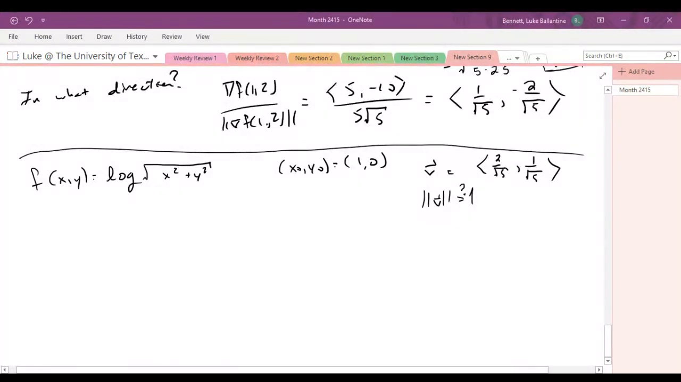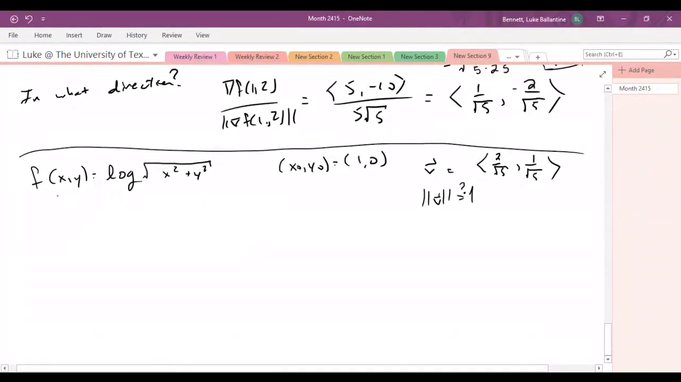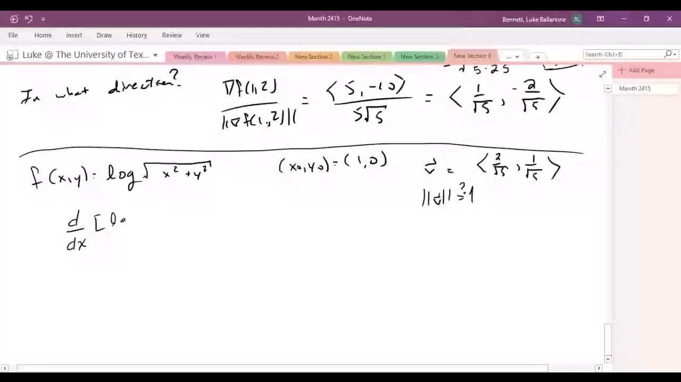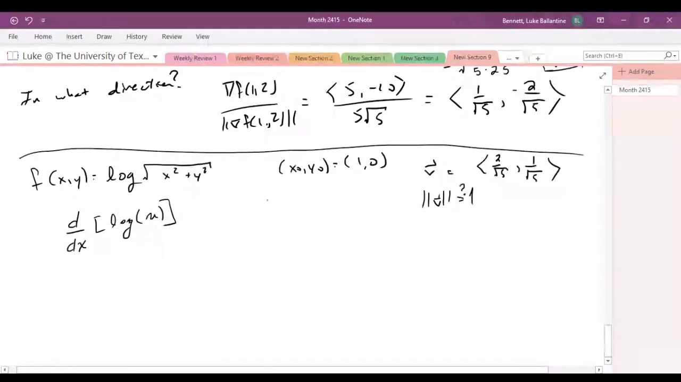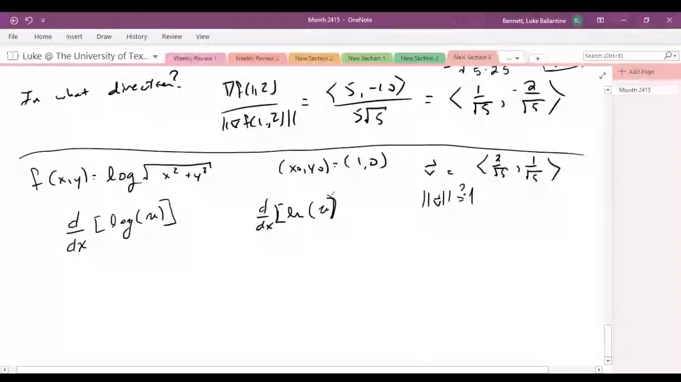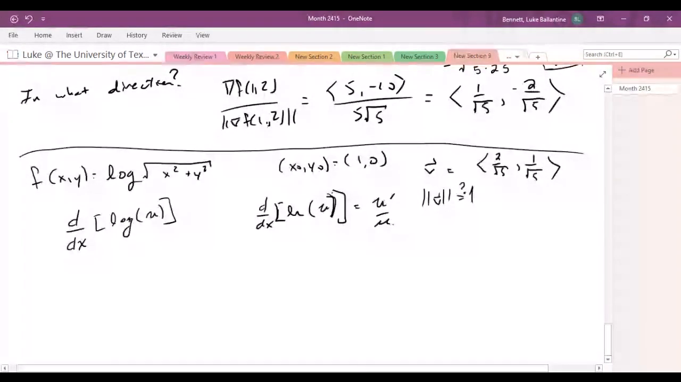Yes. Very good. So now we have to take partial derivatives of this animal. What is the derivative? What is d dx of logarithm, log base 10? Well, I was about... oh man, this is a couple years ago. Technically I can't even remember anymore, but d dx of ln, the natural log of, say, u, was u prime over u.